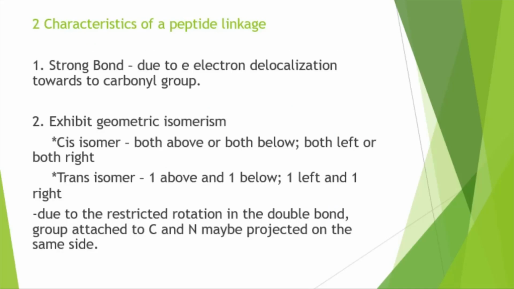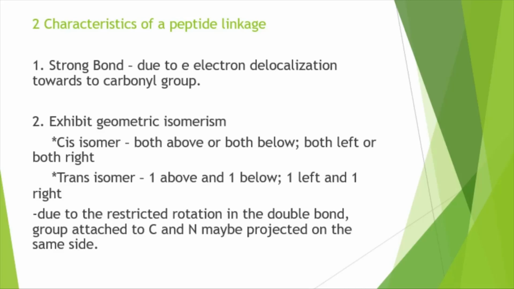So, what are the characteristics of your peptide linkages? First, it is a strong bond due to the electron delocalization towards the carbonyl group, which is your COOH. So it forms a strong bond to the amino group of the other amino acid through electron delocalization. And it also exhibits geometric isomerism. When we say isomerism, it has the same molecular formula but different structural formula.